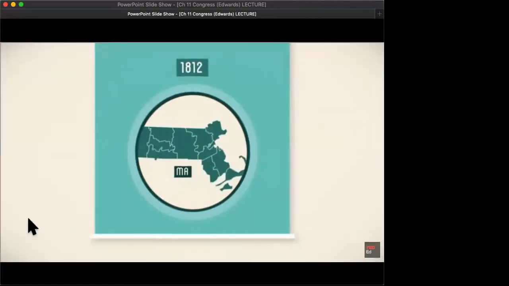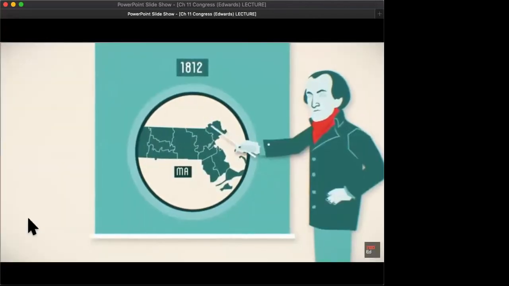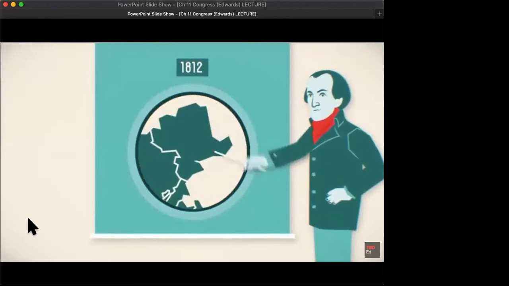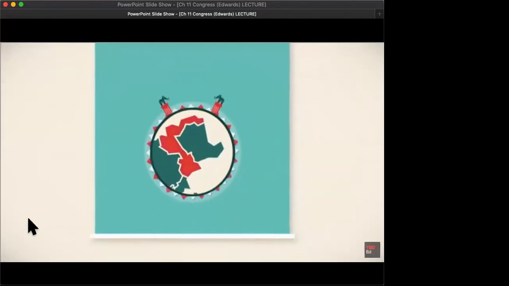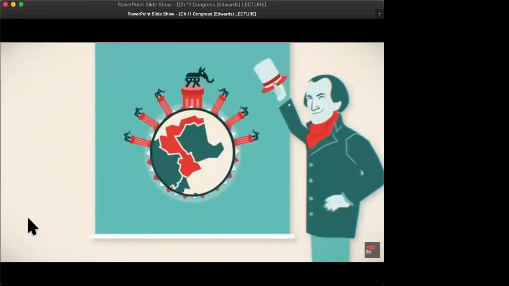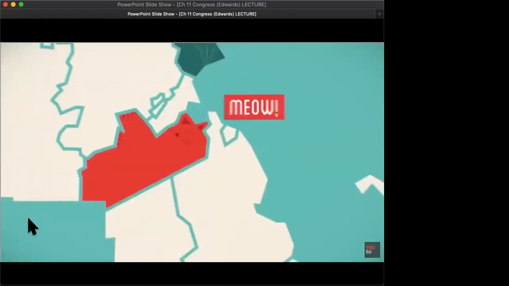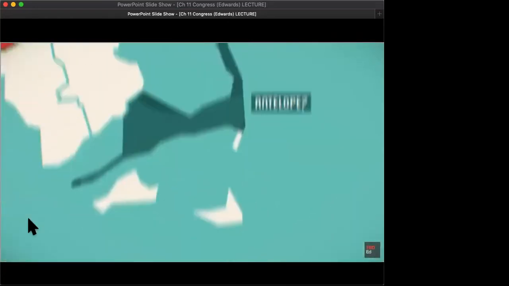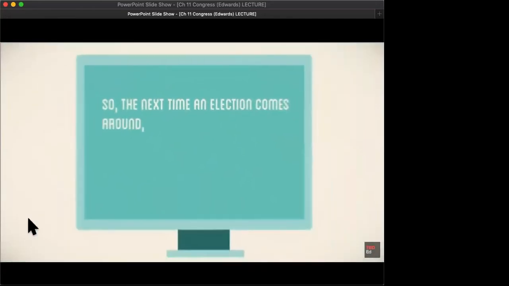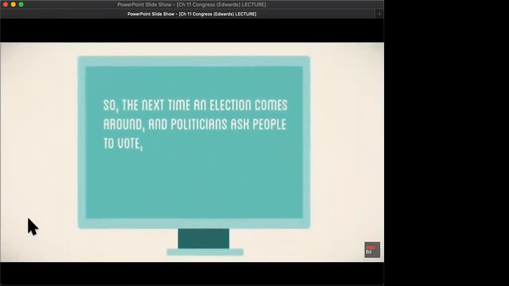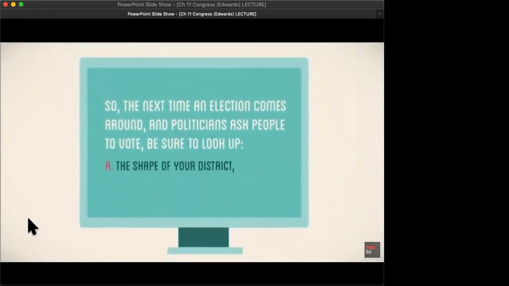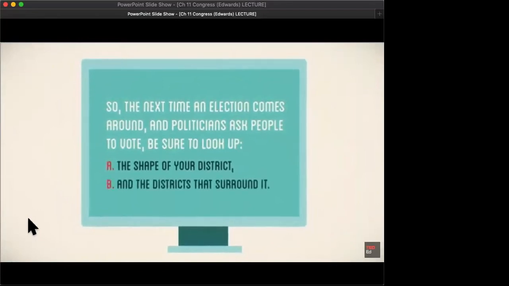So, Governor Gerry in 1812 wanted to gain an advantage for his party and redrew district lines in his state in such a crazy way, we have a whole new word and way of thinking about how political parties can gain advantages over their opponents. Politicians think of creative ways to draw districts every few years. So, the next time an election comes around and politicians ask people to vote, be sure to look up the shape of your district and the districts that surround it.